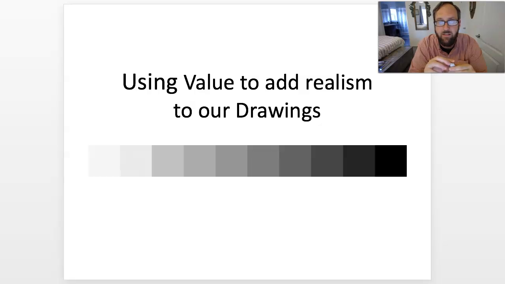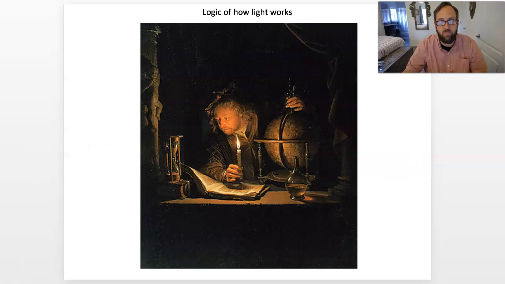Okay? So we're going to talk about using value to add realism to our drawings. Value is the lightness and darkness of tones, like you see here. And we're going to talk a little bit about how light works and the logic of how light works. It emanates out of a single point. So a lot of this will be obvious, but I want to make it clear. You have a candle or anything. Light goes in every direction out from it, right?